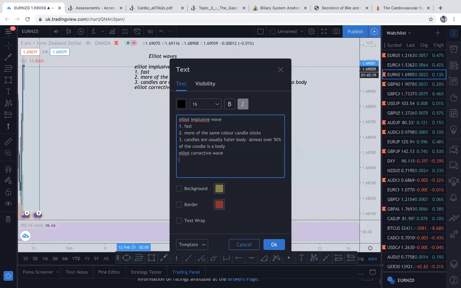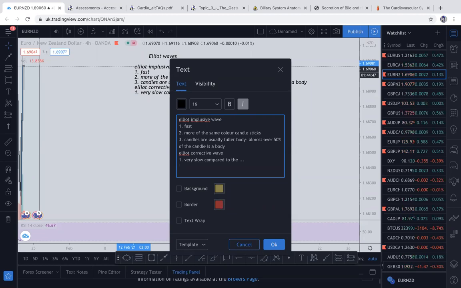And then if we talk about the Elliott corrective wave, number one, they are very slow. They happen slower. They are very slow compared to the Elliott impulsive wave, which I'm just going to put dot, dot, dot. I can't be asked to write everything. But in your note, please do so, just in case it helps you to remember.